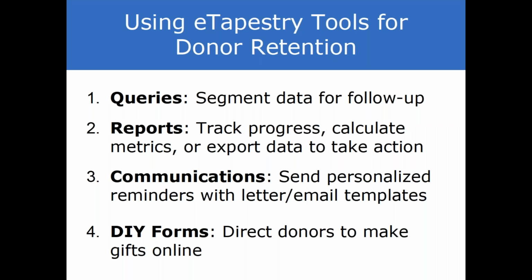So we'll be discussing the best ways to use queries to segment your data into lapsed donor lists, the best way to use reports to track progress toward your renewal goals for the year and to export data to take action, how to use communication templates to send personalized renewal reminders or appeals to your donors with letter or email templates that you set up in eTapestry, and also how to use DIY forms to direct donors to make gifts more easily online while still tracking key details that help you make smarter decisions on how you go about renewing your donors in the future.